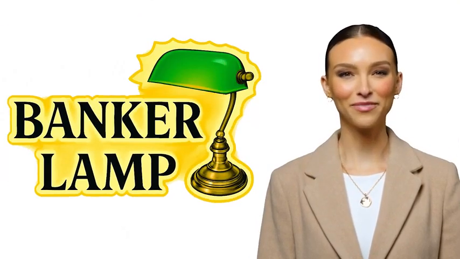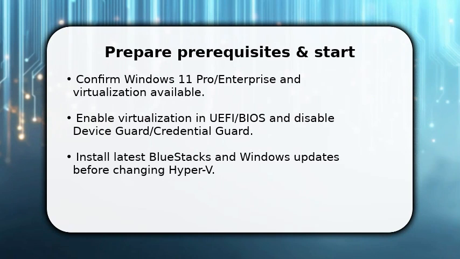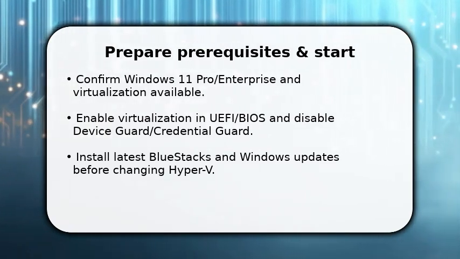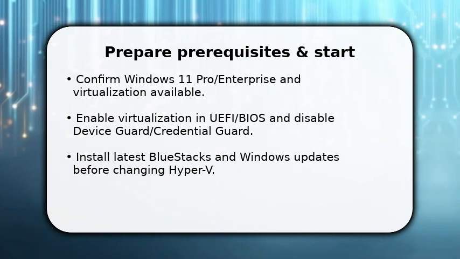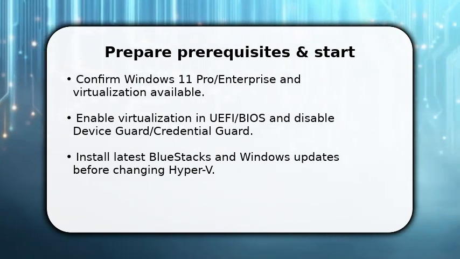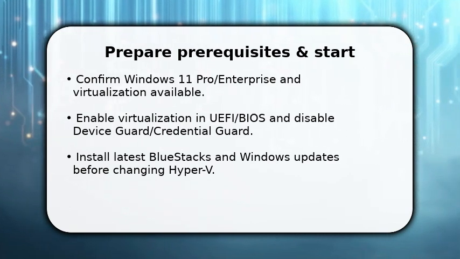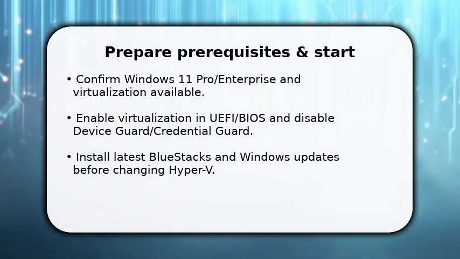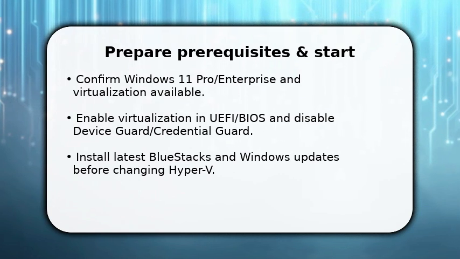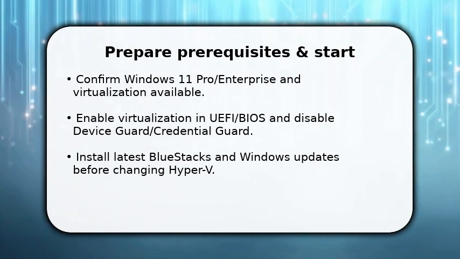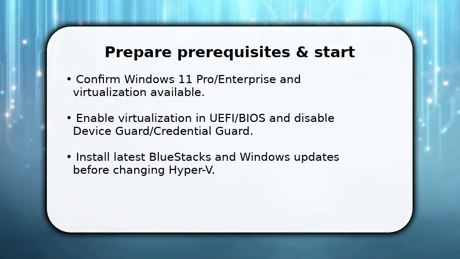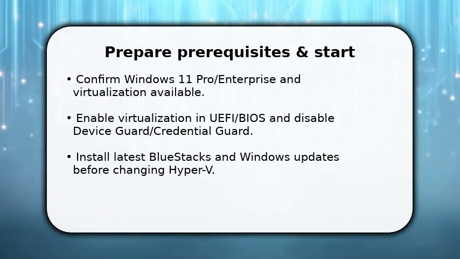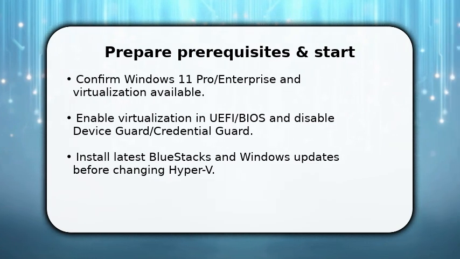Please enjoy the video. You will start by confirming system readiness, Windows 11 Pro or Enterprise and CPU virtualization support. Once done, reboot into UEFI and enable Intel VT-x or AMD-V, then disable Device Guard or Credential Guard so Hyper-V can manage hypervisors. Make sure Windows Update and Bluestacks are current. Conflicting old versions cause driver mismatches. You're preparing the environment so Hyper-V integration later will be clean and predictable.